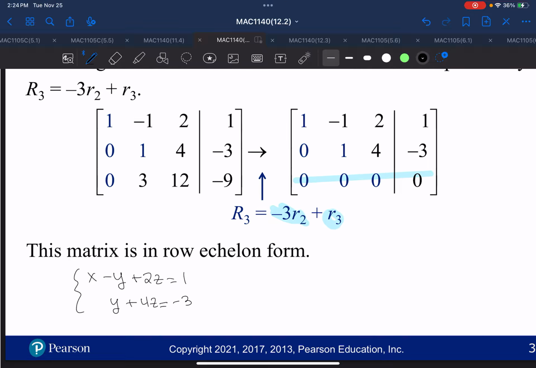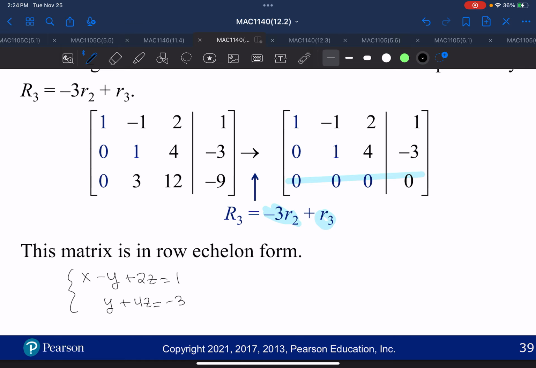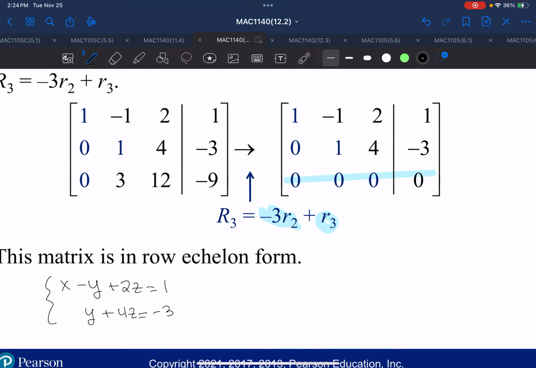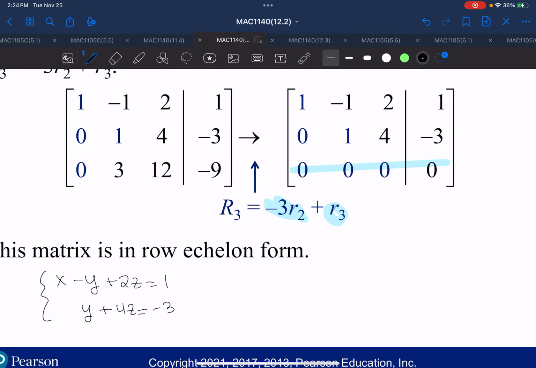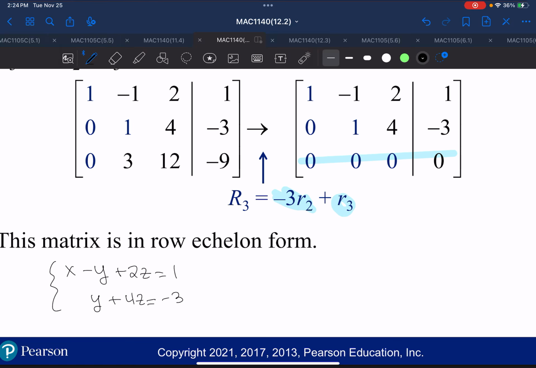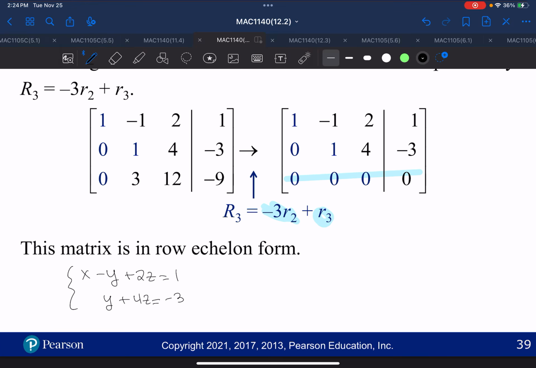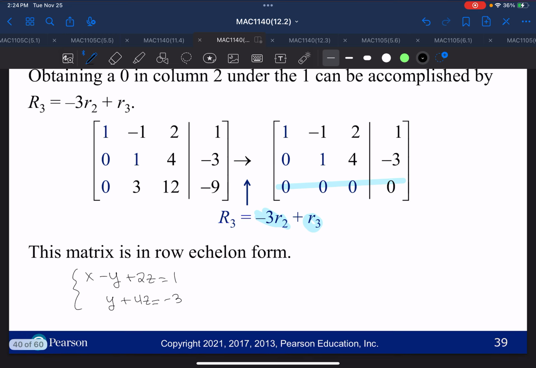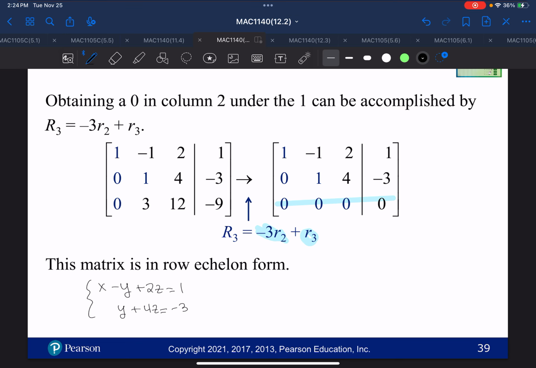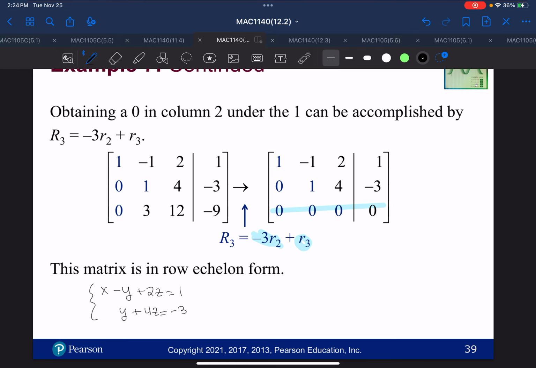And if you notice, in all the previous examples we've done, we've gotten a value for one of our variables, but here we do not. So the first equation is x, y, and z, and the second equation is y and z. So when this happens, you get what we call a free variable, which means z can be anything. And then x and y would be dependent on z.